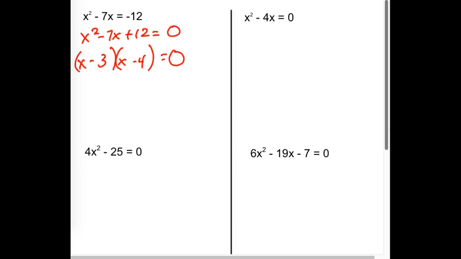Check the paper to the right of your own. So at your table, check the person to the right. Do they have equals 0 on both of those steps? All right, moving on. We said each factor equal to 0. So my solutions are 3 and 4.